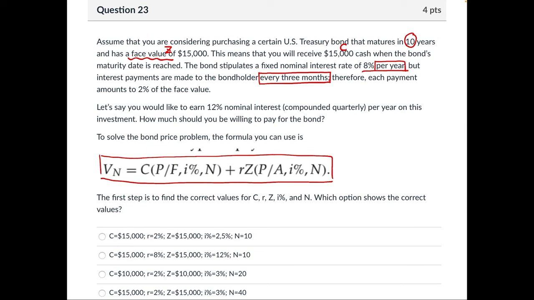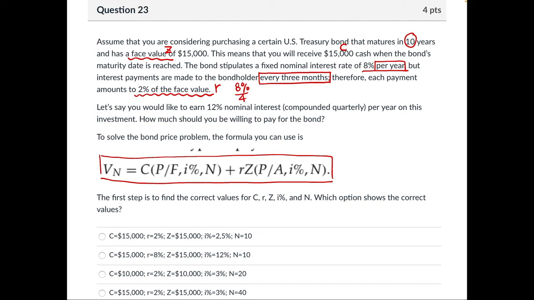Okay, which means it's compounded how many times a year? 4 times a year. So therefore, each payment amount is 2% of the face value. Actually, it's already told you that it's 2% every 3 months. That's the R. If not, you still can calculate using the 8% divided by 2, divided by 4, because it's compounded 4 times a year.